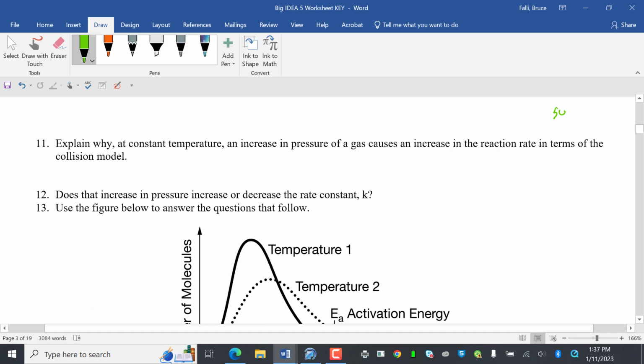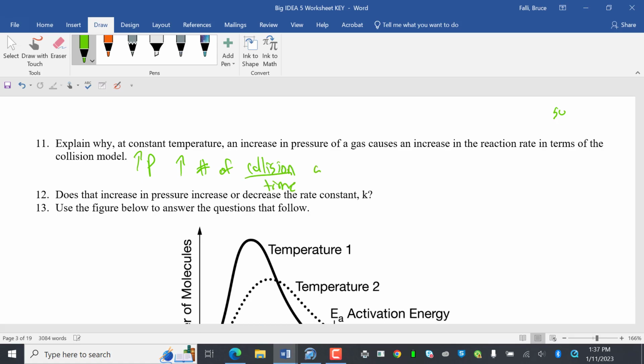Explain why at a constant temperature an increase in pressure of a gas causes an increase in reaction rate in terms of the collision model. Increasing pressure increases the number of collisions per time, so rate increases. A greater pressure means there's more particles around, so they're going to boom, boom, boom, knock into each other. Does that increase in pressure increase or decrease the rate constant K? K is only changed by temperature.